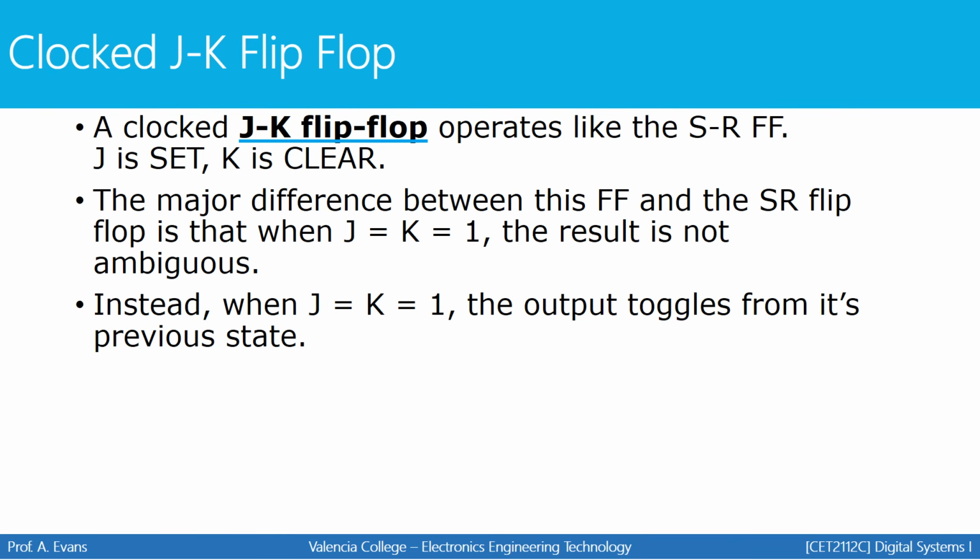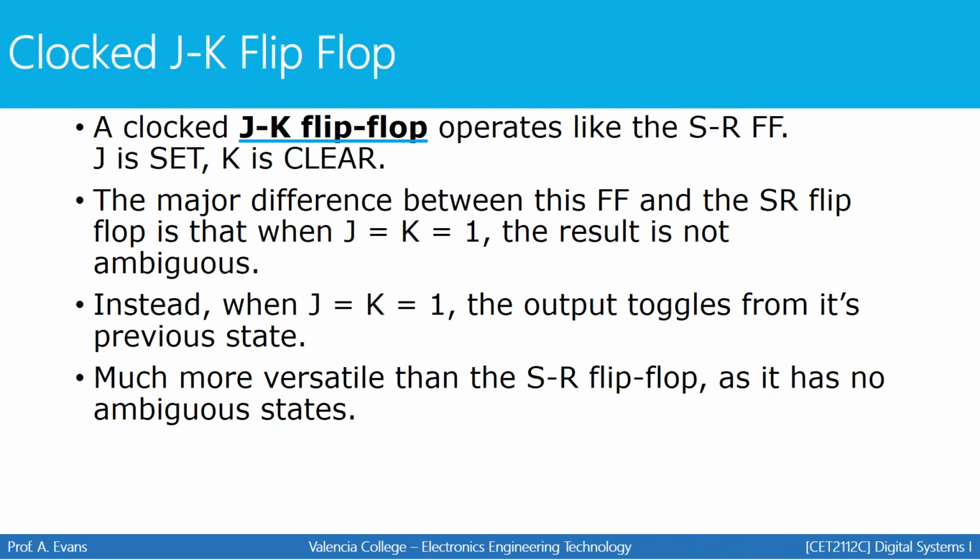Toggle just means it'll be inverted, it'll flip. If the output was previously 0, a toggle means the output is now 1, and vice versa. This flip-flop is much more versatile than the SR flip-flop because it has no ambiguous states, and we can use the idea of a toggle to do a lot of different applications.